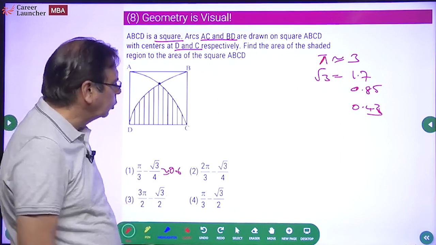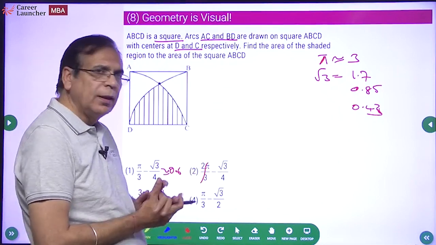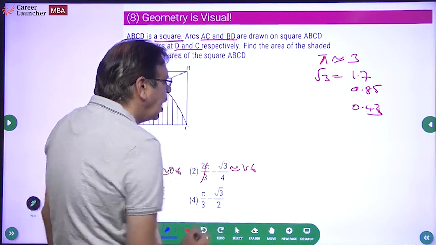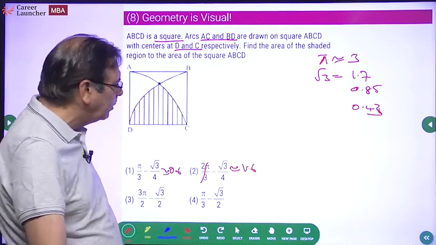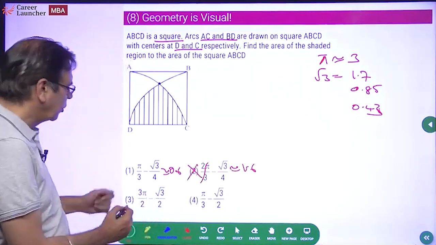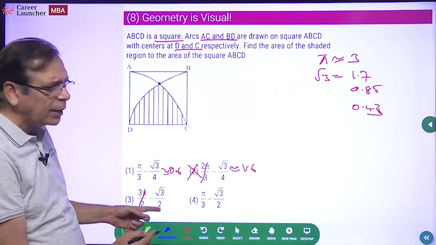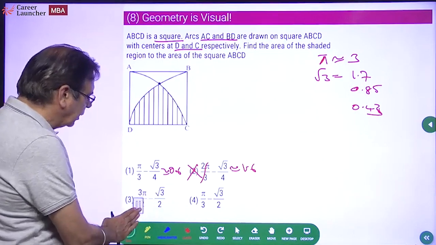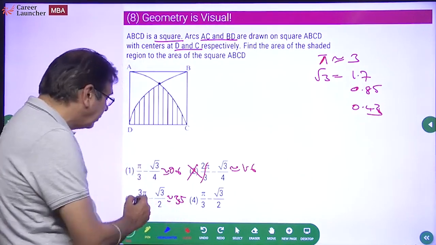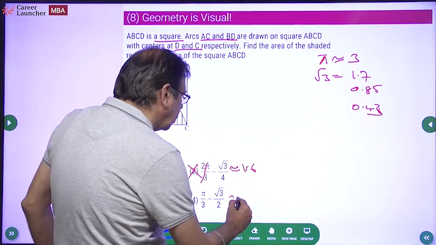Right? What is choice number 2? Pi is approximately 3. So, 2 minus root 3 by 4. How much is 2 minus root 3 by 4? Root 3 by 4 is 0.43. So, can I not say this is approximately 1.6? How can the area of the shaded region be more than the area of the square? This means it is 160%. Wrong choice. Choice 3rd: 9 by 2 is 4.5, so this is 4.5 minus root 3 by 2, let's take it 1 only. Let's take that as 4.5 minus 1, this is approximately 3.5. 3.5 means area is 350%, not possible at all. And choice 4, pi by 3 is 1.05, so let's say this is about 0.2.